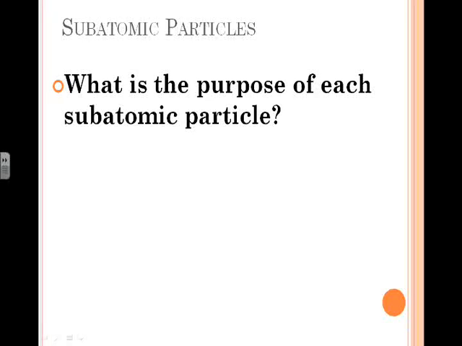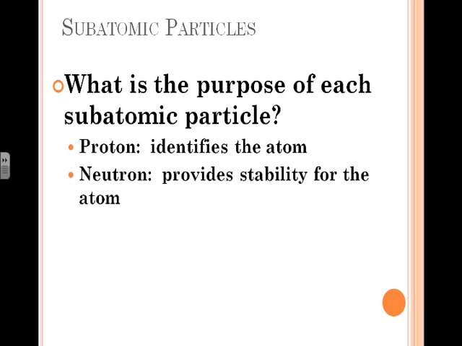Hey guys, let's go ahead and get started. We're going to talk about two things today: the purpose of each subatomic particle in an atom, and we're also going to talk about isotopes. Now, the first subatomic particle we're going to discuss is a proton. Protons identify the atom. We've already talked about that each element has a unique number of protons, so how many protons you have tells us what type of atom you have, whether it's calcium or oxygen, or hydrogen or nitrogen.